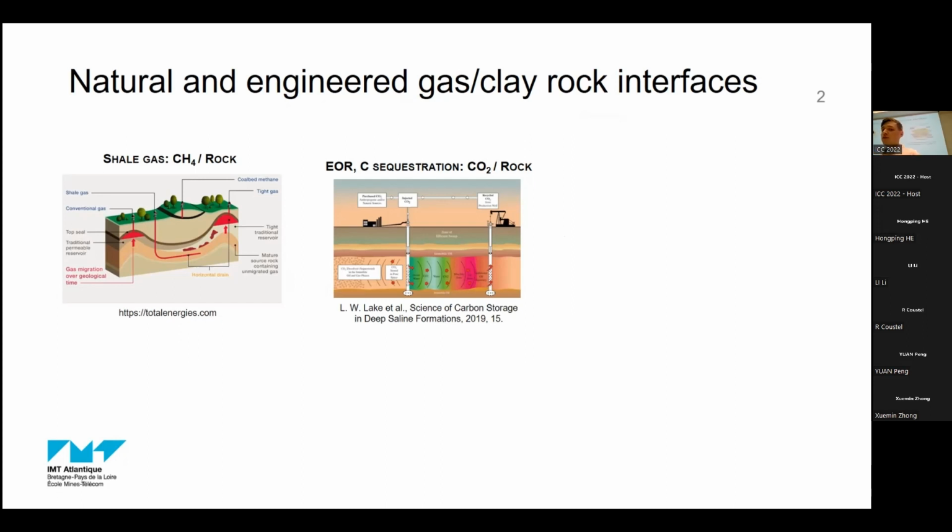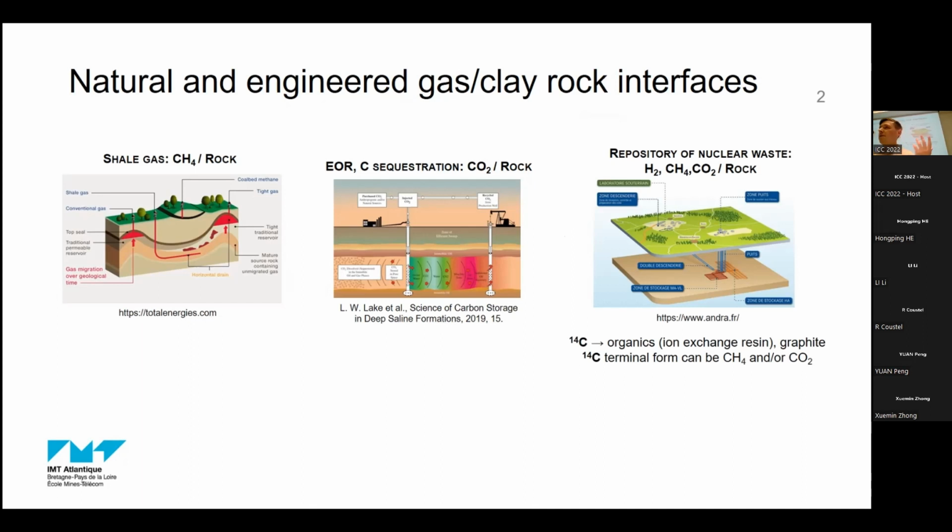A new context which has emerged in the last dozen years is nuclear waste repository. It turns out that several radionuclides like carbon-14 can exist in gaseous phase, in the form of methane or CO2, for example. And for nuclear waste management agencies like ANDRA in France, it is important to take into account the transfer of these gaseous species in the repository.